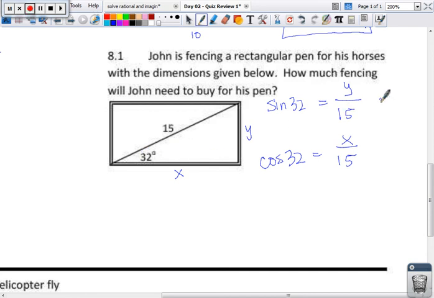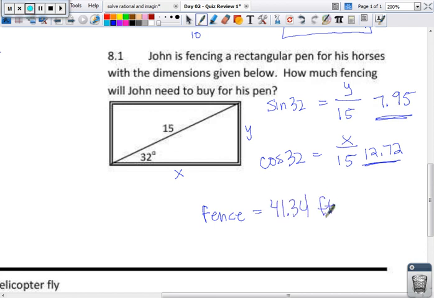Turns out that y is 7.95, x is 12.72. Okay, when you solve this, make sure you're cross multiplying. So adding them together, the total fence that we need to purchase will be 41.34 feet, or about 42 feet, because you have this 7.95 and this 7.95, and both of these 12.72, so it's a perimeter problem.